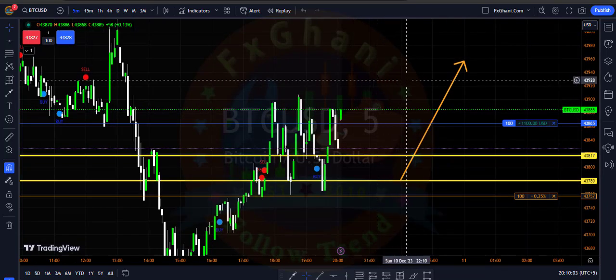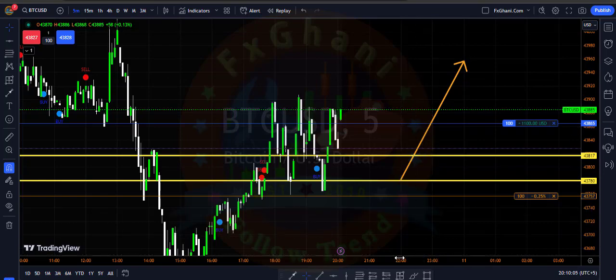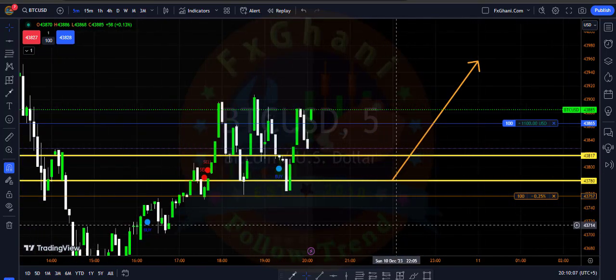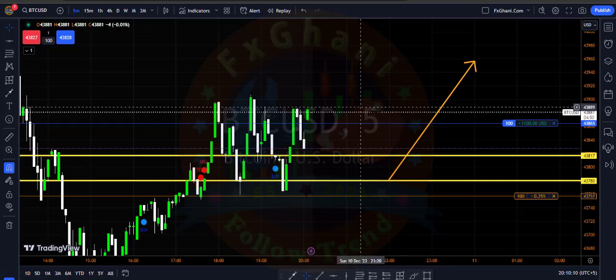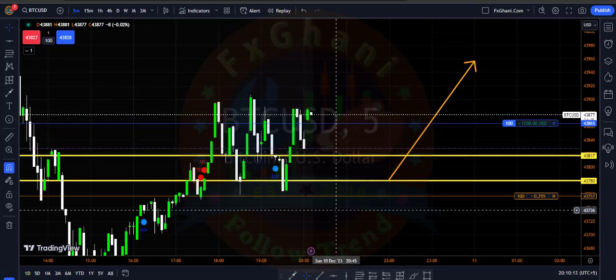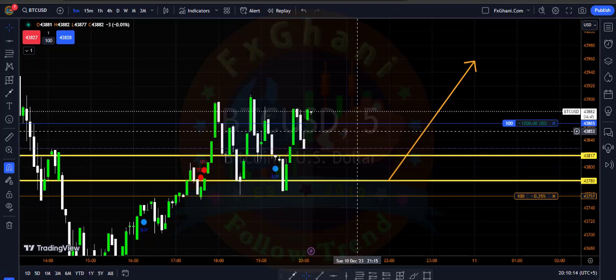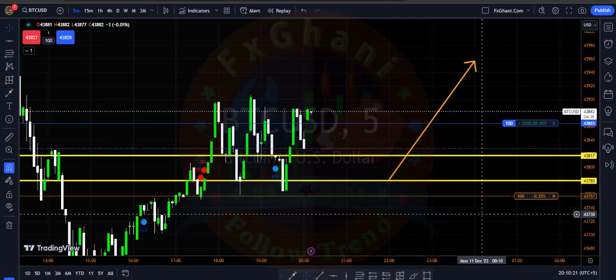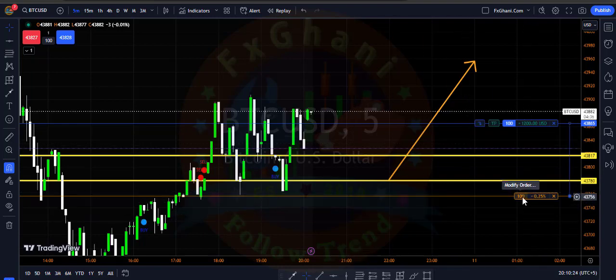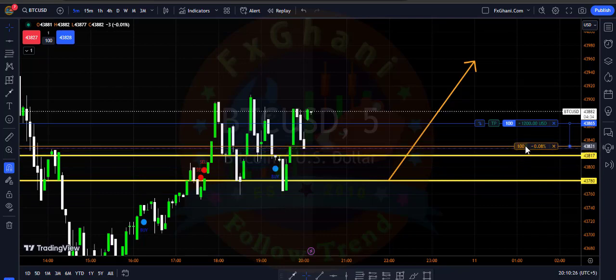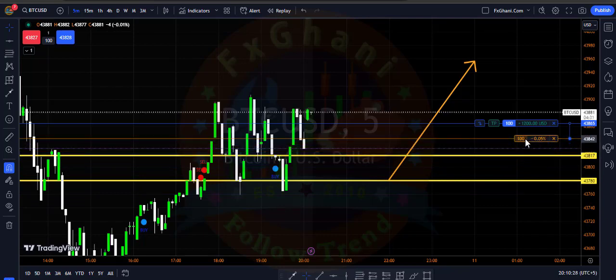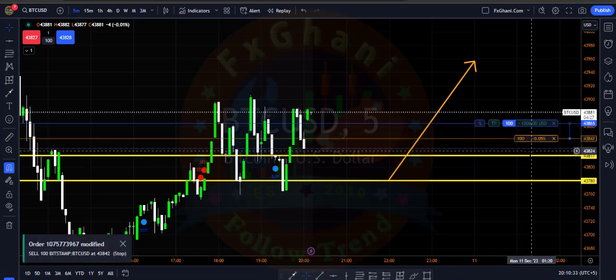Okay, our bar is closed. And what I will do, right now you can see this bar is closed with no wick, so it means we have a 50-50% chance that price may go upward or not. So what I will do, I will reduce my SL to just 0.05%, okay, so let's see.